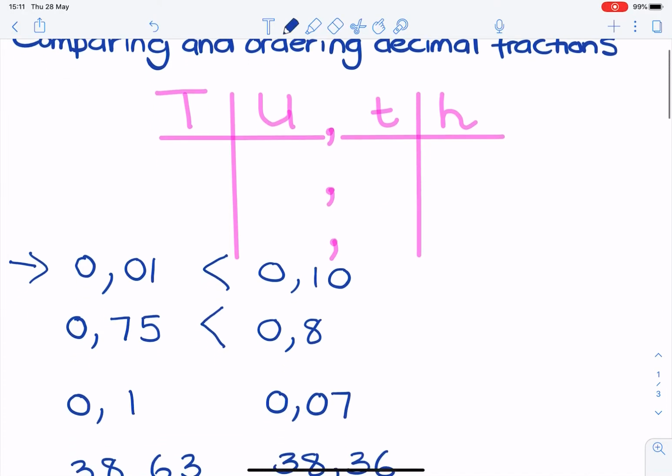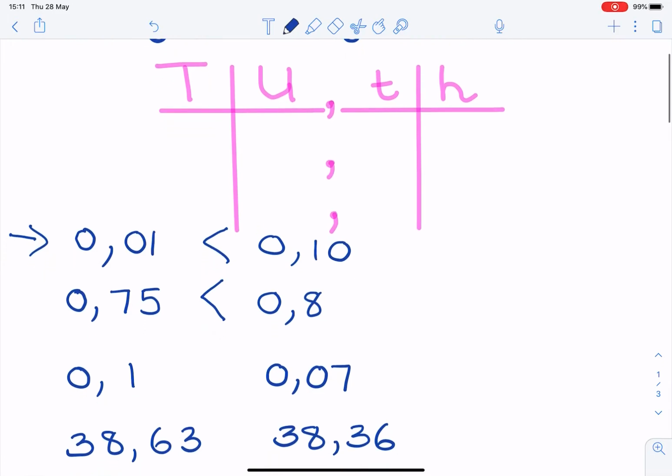Let's look at the next one. 0,1 and 0,07. Units column, both zeros. Tenths column, a 1 and a 0. 1 is greater than 0. So 0,1 is greater than 0,07.